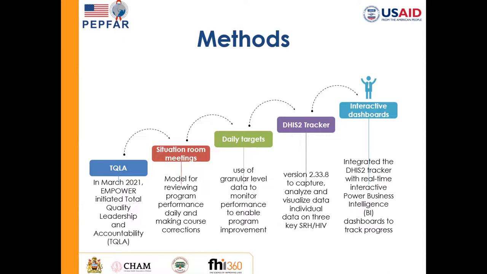The model requires us to set daily targets and come up with a daily tracker, updating and informing us on the achievements for the day, as well as any challenges encountered. Through these daily targets, we are able to use granular site level data to monitor performance and enable program improvement. We used the DHIS2 tracker, version 2.33.8, to capture, analyze and visualize our individual data on the three sexual reproductive health and HIV indicators, which are discussed during these situational meetings, so that we can identify challenges in AGYW service provision and prioritize local solutions to improve project performance.